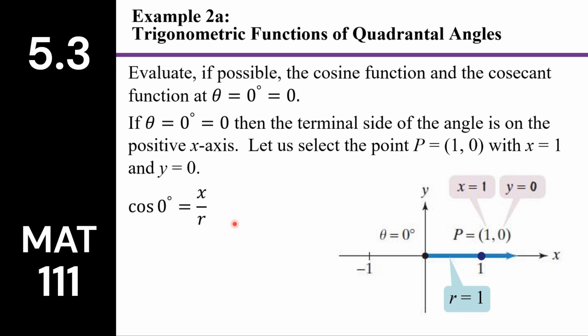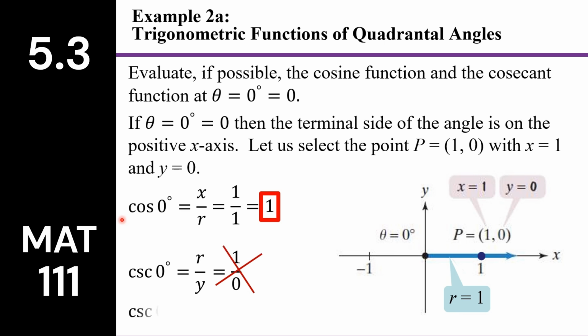We then will find the cosine of 0 degrees. It's x over r, and x is 1, r is 1, so that reduces to 1. Then we'll find the cosecant of 0 degrees, which is r over y. That's 1 over 0, which is undefined, so we'll say that the cosecant of 0 is undefined.